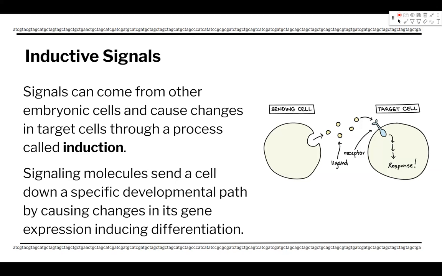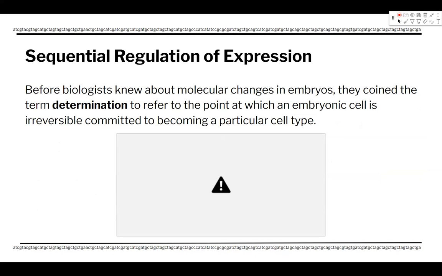Almost there. Give you one more second to finish up. All right. So, okay.